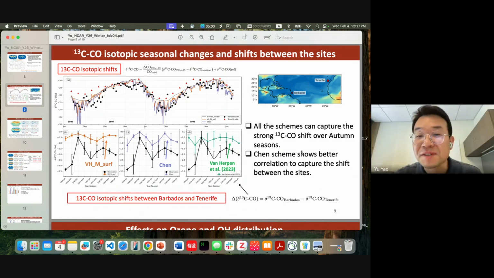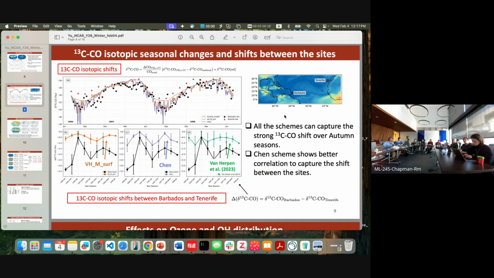Yeah, that's a good question. That's the reason why we use the shift between the sites, because the inverse models are very simplified. They only have a global value for all locations. So they do not specify Barbados and Tenerife. That's the reason we want to develop our own simplified CO tagging model, which can have the CO isotopic signatures over both sites.